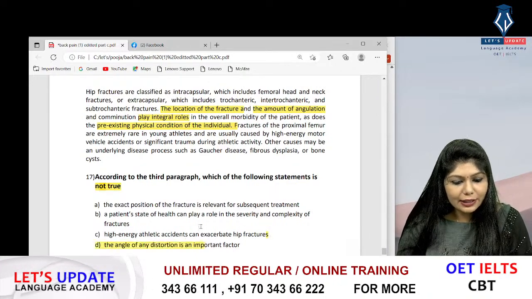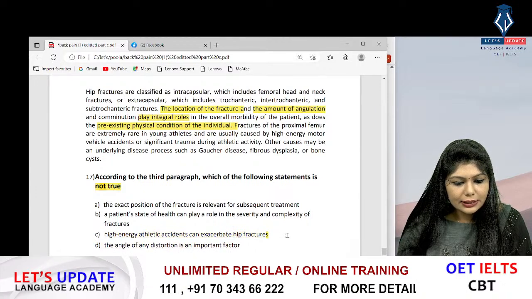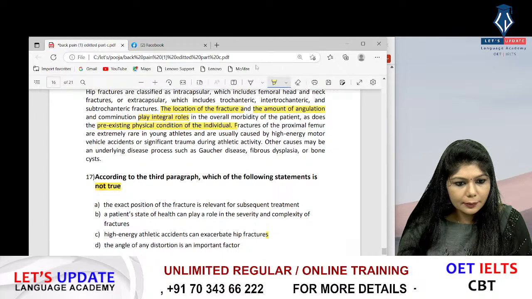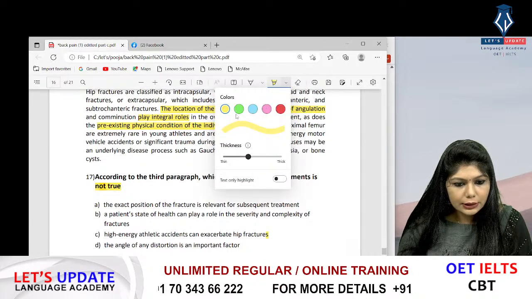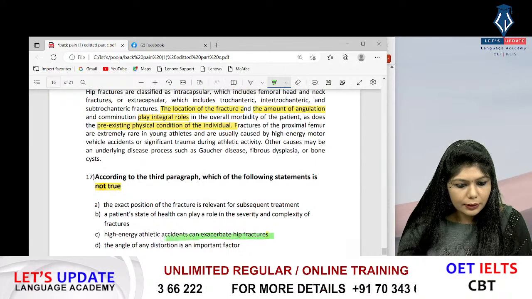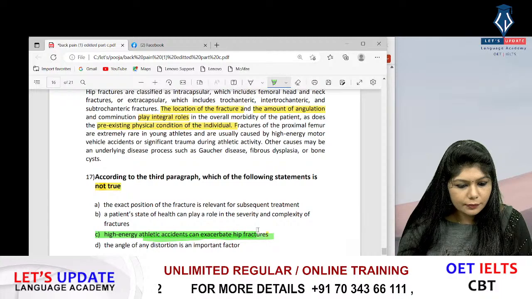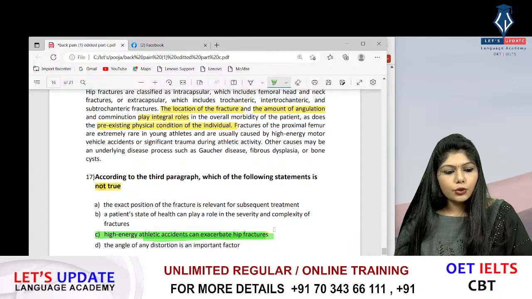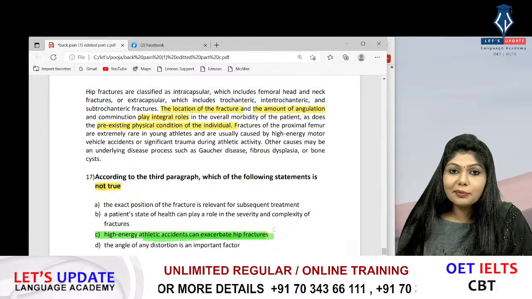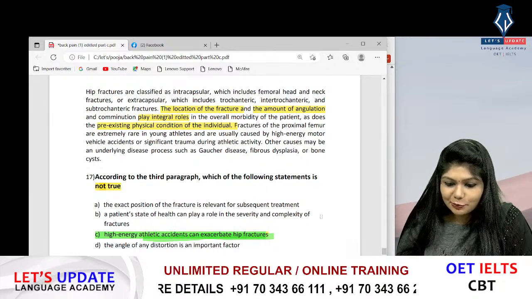So the correct answer for this question, just highlight in a different color, is C. This is the statement that is not mentioned in this paragraph. I hope that is clear to you.